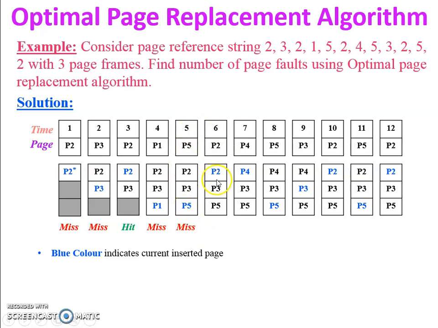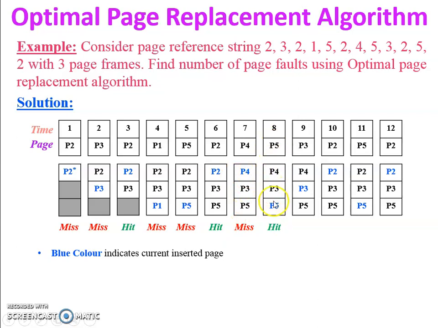Sixth one, P2. P2 is available inside the frame. This is blue because it is the inserted page, so it is a page hit. Now P4. Again we have to check which one is replaced by P4. After P4, P5 is available, so we cannot replace P5. Next is P3, so we cannot replace P3. Then P2, so P4 replaces P2. Now P2 is removed and P4 is inserted. Again it is a page miss because P4 is not available.